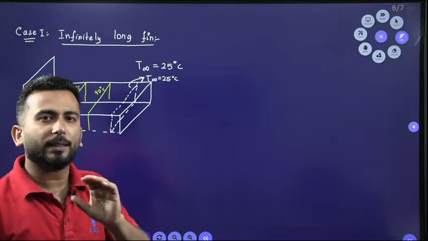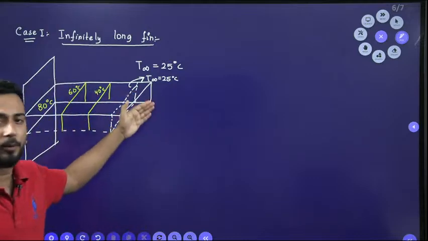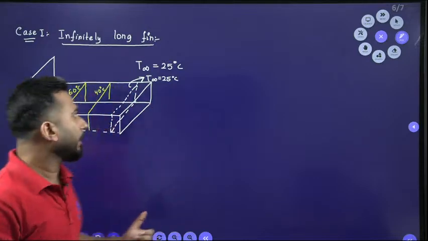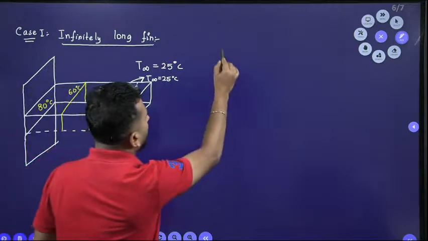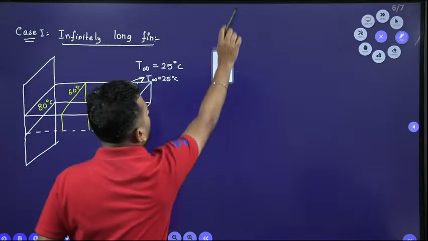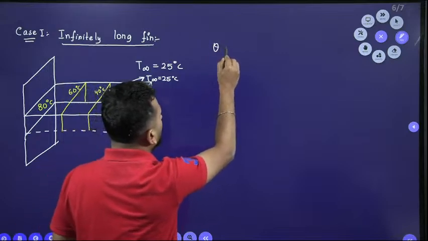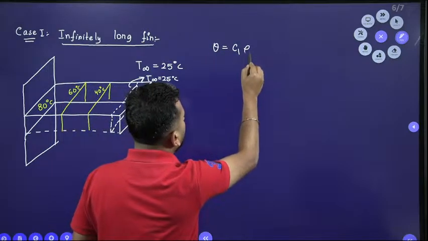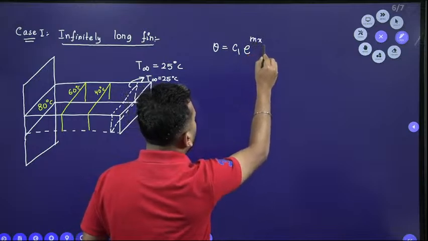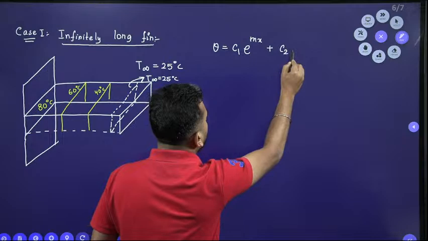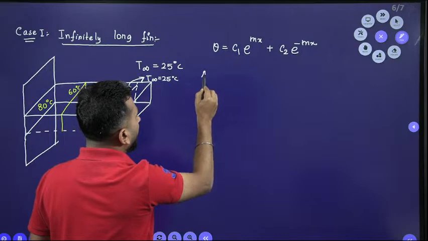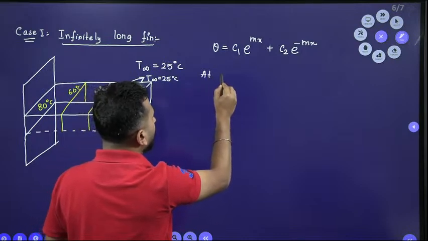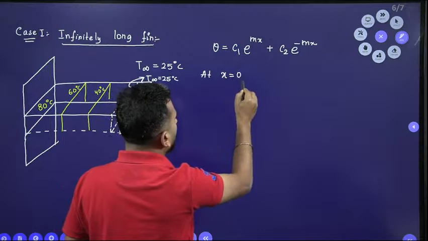If I ask you what is the temperature difference at the end of the fin, you will say, sir, it is 0. Why? Because it is ultimately approaching the ambient temperature. So you know what is the condition to begin with. The condition is theta is equal to C1 e to the power mx plus C2 e to the power minus mx. So the first boundary condition already I have told you, which is the common one, that is at x equal to 0, what is the temperature?